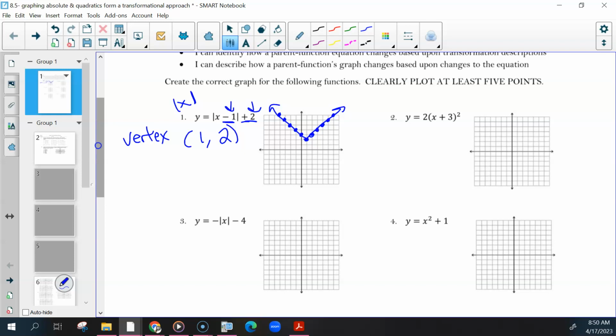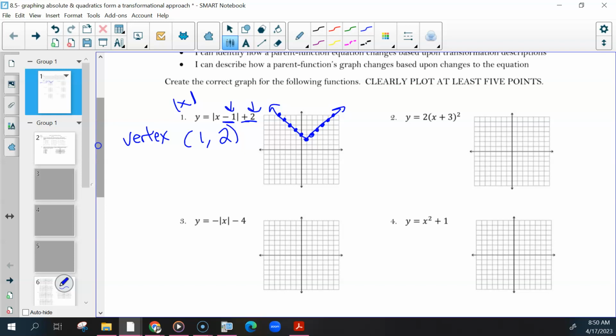The U. Did that answer your question? Any other questions on that before I show you how to do that in your calculator?